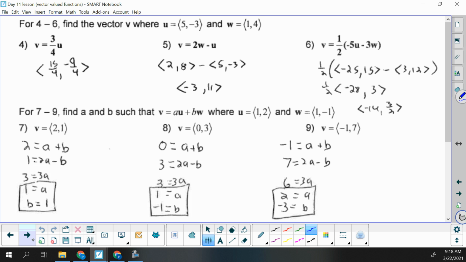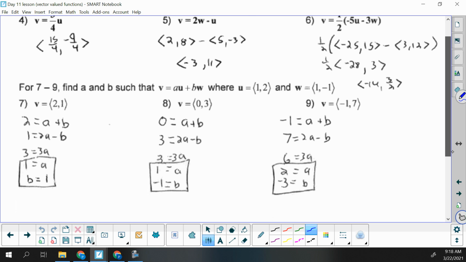And you can either multiply the -5 and -3 first, or distribute the 1/2 and think of it as multiplying by -5 halves and -3 halves, but in the end you get <-14, 3/2>. 7 through 9, you had to set up a system of equations. So essentially, think of this as 1a and 2a, and this is 1b and -1b.